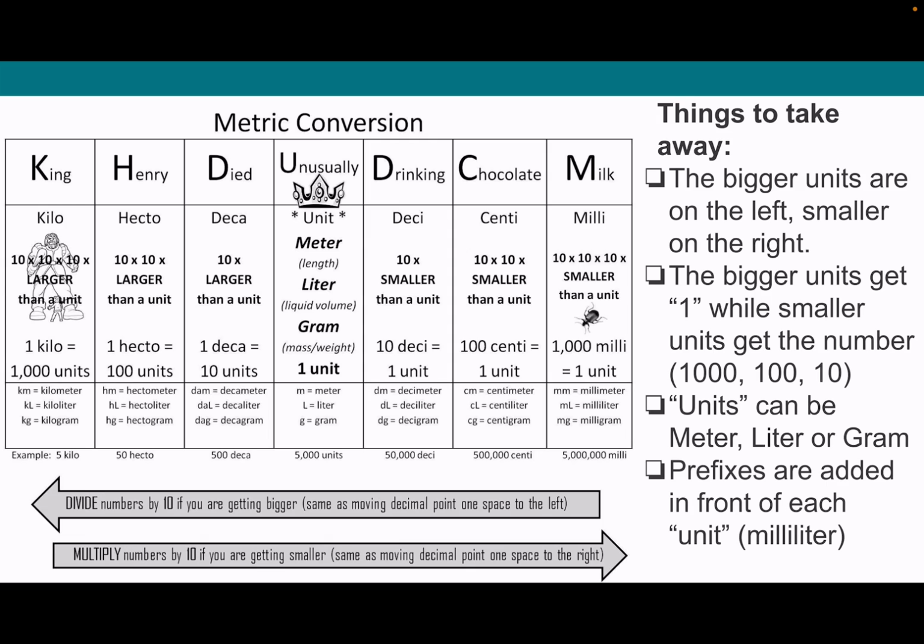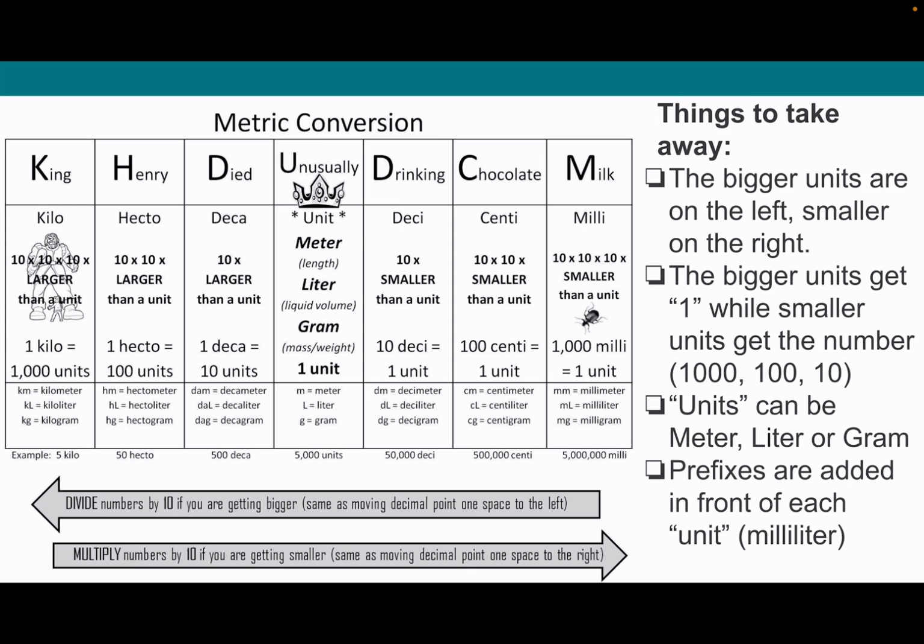Okay, so a decameter can fit 10 smaller meters within it. Now, a decimeter, okay, you can fit 10 decimeters into 1 meter. Now, what if we're jumping from decimeters to decameters? Okay, well, that's 2 jumps, and that would be not 10, but 100. So there are 100 decimeters in every decameter.